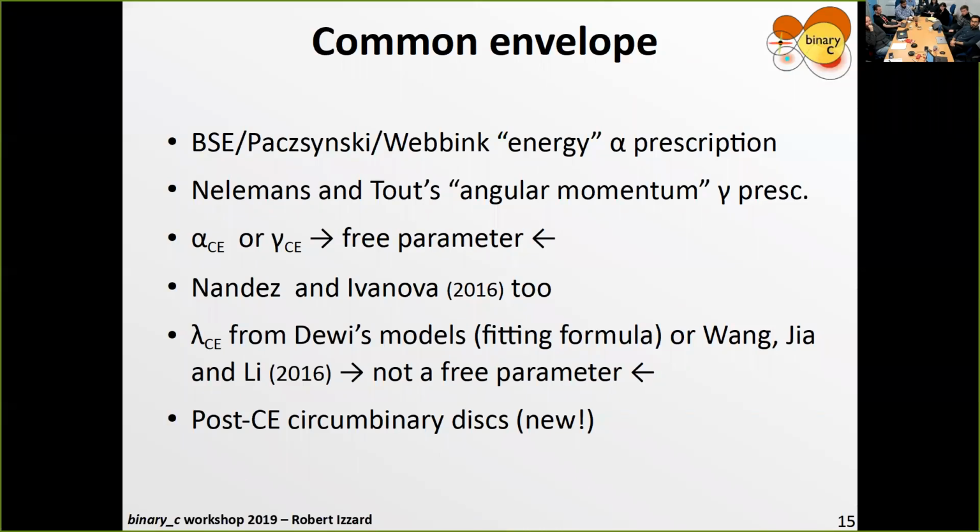Beware that often these fits are over very narrow parts of the parameter space, so you've got to be careful. This is one reason we're trying to make model sets ourselves, because then we can make sure we have these numbers over the whole parameter space. The other new thing that isn't in any of the other codes is post-common envelope circumbinary disks, which I'm working on with Gino, who's coming at the back.